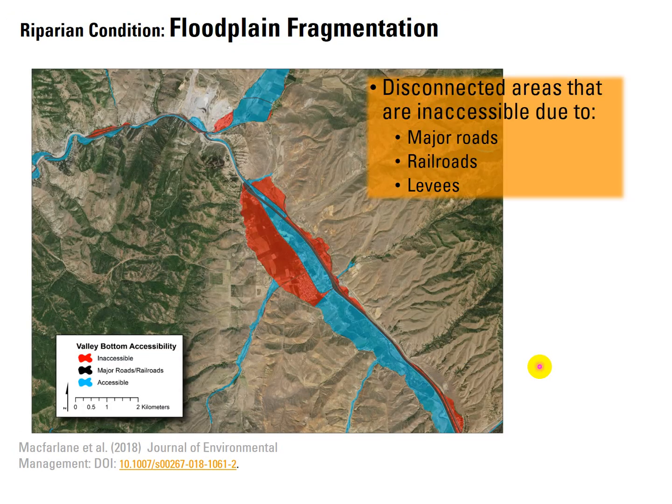And so here's an example. This is actually from the Weber, just to the south of us, where we've got disconnected areas that are inaccessible because, in this case, there are levees, there are interstates, and there are railroads that cut off, in red, portions of the valley bottom from being accessed by that system.